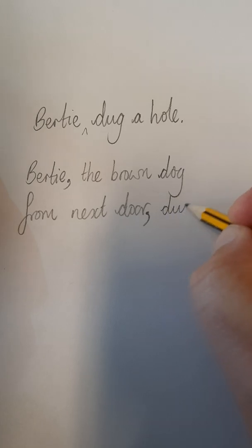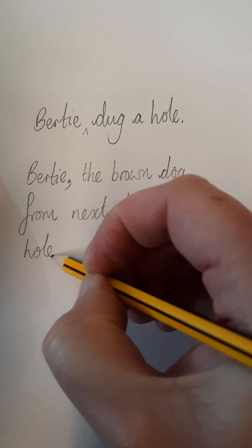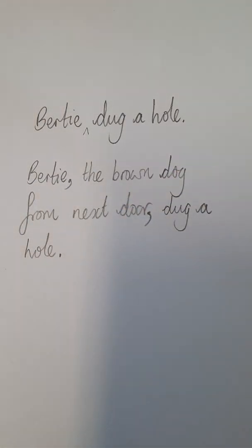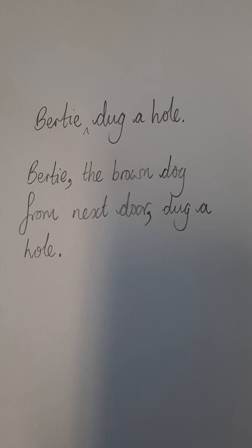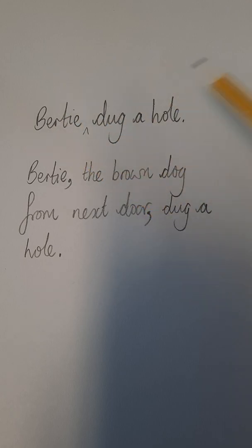Dug a hole. So we have the original sentence, Bertie dug a hole, and we want everyone to know actually Bertie's a dog, because I haven't told you that, so we don't know who Bertie is, and we want to know where Bertie's come from. So I could have added Bertie dug a hole and he was from next door, and he was a brown dog, or I could have written Bertie, the brown dog, dug a hole, or the brown dog Bertie dug a hole.